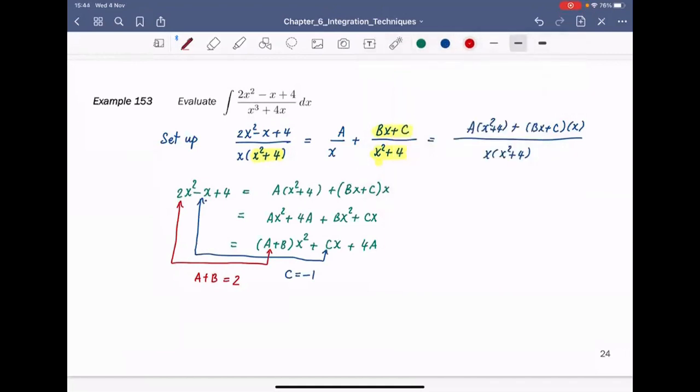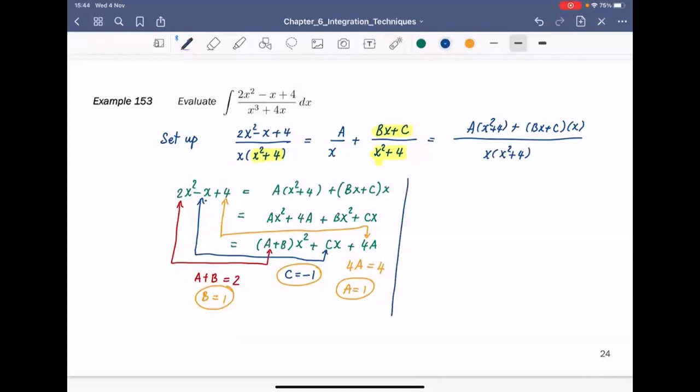The last one you can figure out: 4 here must be the same as this, which means 4A equals 4. Here you get A equals 1, C equals negative 1, and B must be 1 because A equals 1. So you already get A equals 1, B equals 1, C equals negative 1. Done. This is called comparing coefficients. Sometimes it is easy, like this question. But if you have so many terms, like 4 terms on the right hand side, for example, comparing coefficients is going to be tough because you have so many unknown variables and so many equations.